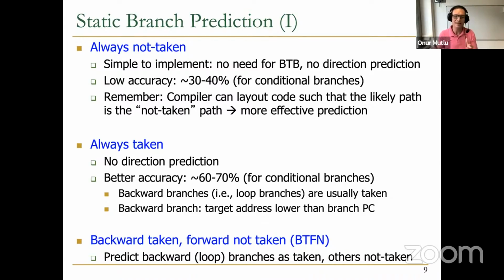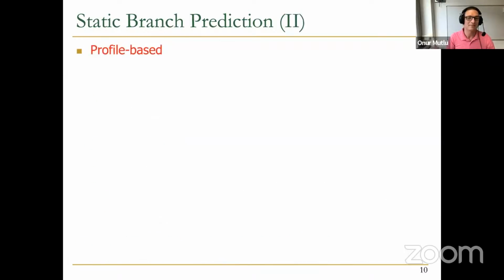Now, it turns out this was shown to perform better than always taken because other branches tend to be not taken sometimes. But this is static again, right? It's just a heuristic that says loop branches should be taken, other branches should not be taken. This is clearly not true, right? Other branches sometimes are taken, depending on a condition. For example, if you have an if a is equal to 5, then you branch. If a is equal to 5, you actually branch. Okay, so these are very, very simple static branch prediction mechanisms.